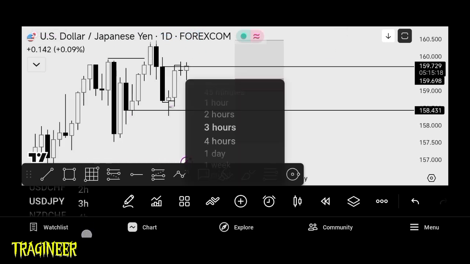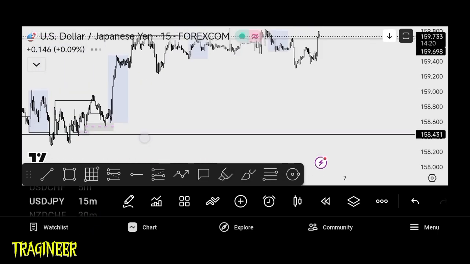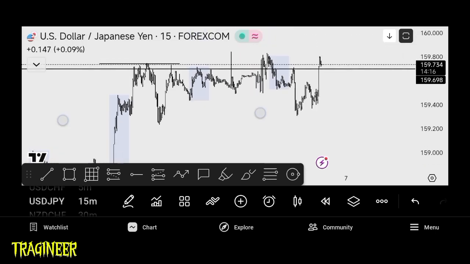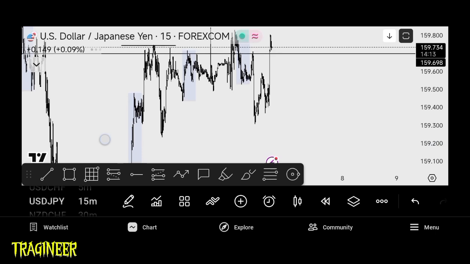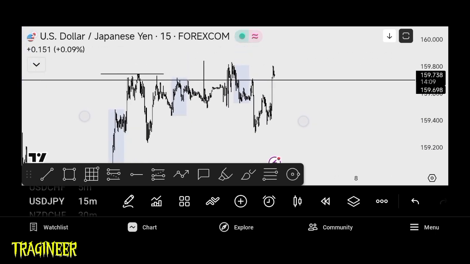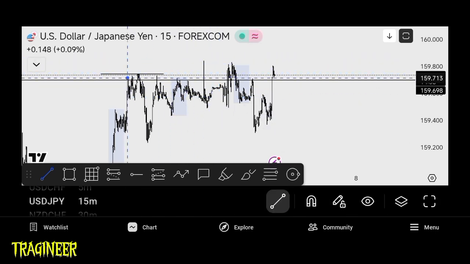Now going to the 15 minutes, in as much as the CRT that we found ticked our boxes, look at this. Does this make any sense to us? Can we spot any lower time frame shift here? The answer is no. There is no lower time frame shift here.